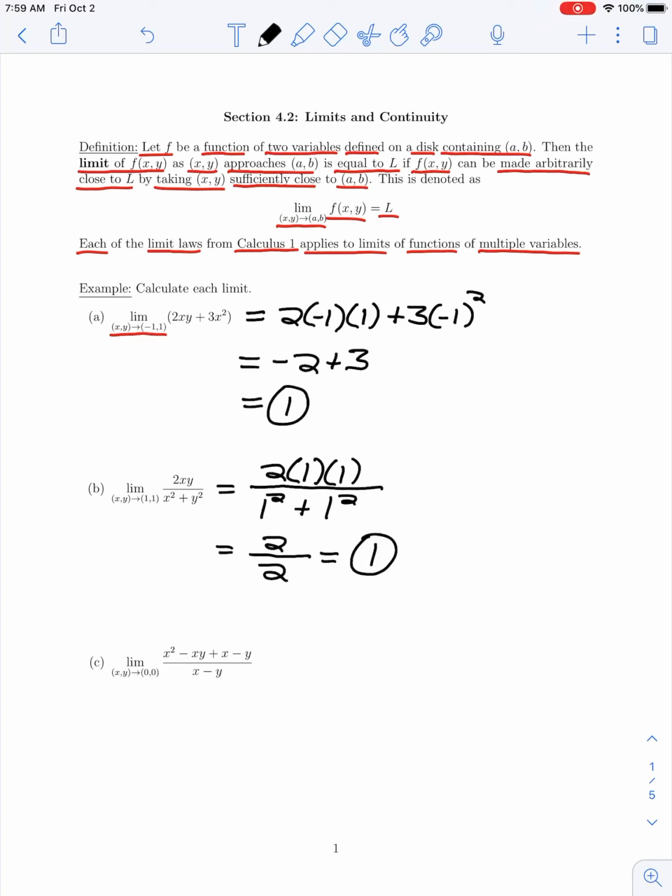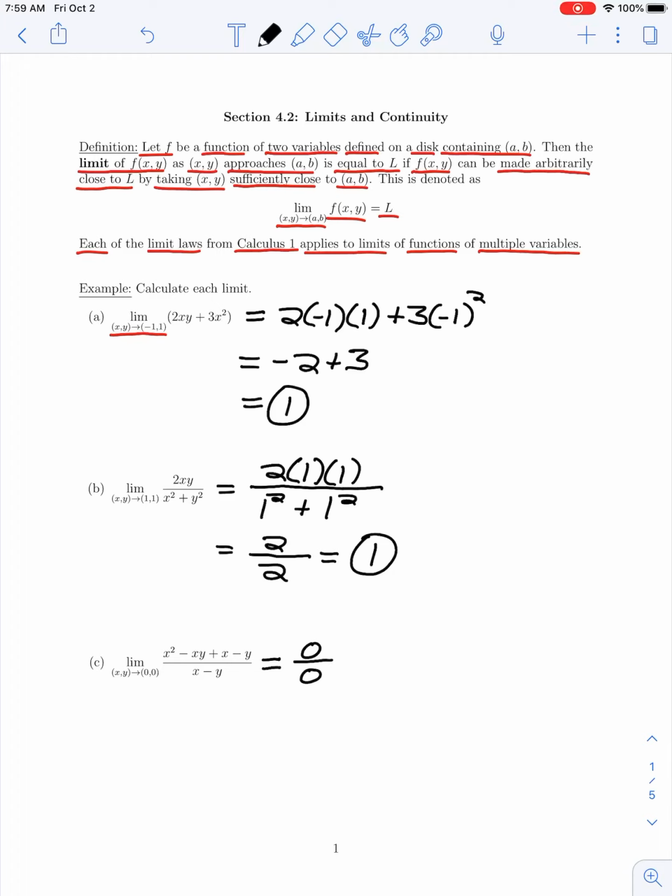Now in part C, we have a limit, again, of a rational function of two variables, a quotient of two polynomial functions in terms of x and y. And we're taking the limit as (x, y) is approaching the origin, (0, 0). So here we see when we substitute 0 in for x and y, we get a limit of indeterminate form, something of the form 0 over 0. Now, typically, what we're used to doing for these indeterminate forms is applying L'Hopital's rule.